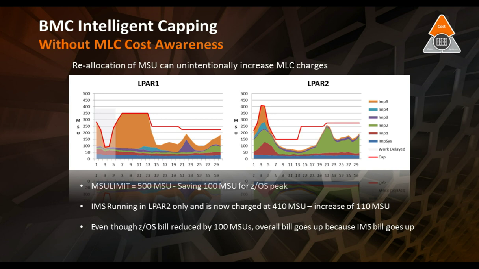However, since ICAP is reallocating MSUs, it inadvertently caused LPAR 2, where IMS is running, to now get its MSUs raised up. So in this example, the IMS LPAR is running 410 MSUs. I've increased the number of MSUs on IMS by 100 MSUs. So I save some MSUs from a z/OS perspective, but I cause the IMS bill to go up.